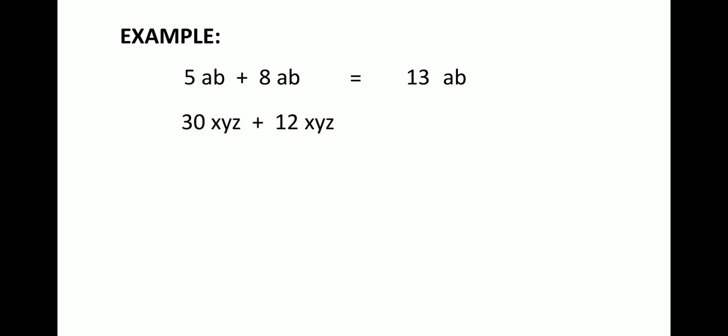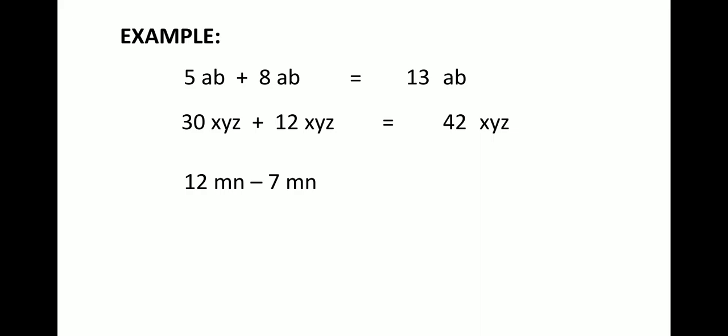Similarly, 30xyz plus 12xyz. Just look at the variables xyz and xyz out here. Both of them are of the same type. That means both the terms are like terms. That means they can be simplified. So 30 plus 12, first we add the numbers. 30 plus 12 gives us 42. And again we have to write down the variables xyz. So the answer is 42xyz.